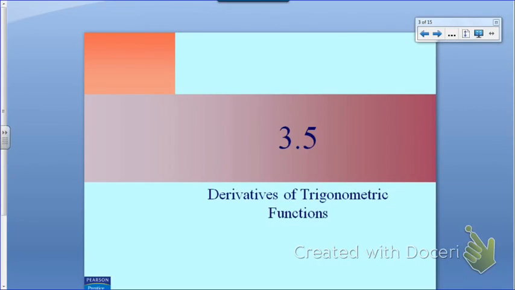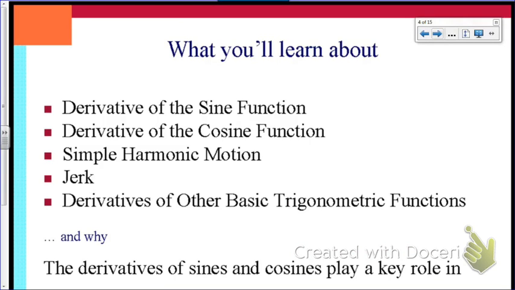Today's lesson is on derivatives of trig functions. We'll review some of the derivatives from the memorization sheet. The blue memorization sheet lists all of the trig function derivatives on it. We'll also look at a few types of applications using trig derivatives and a few examples.